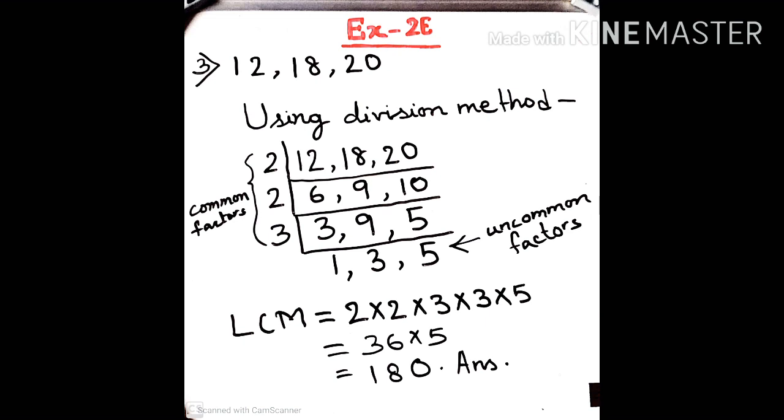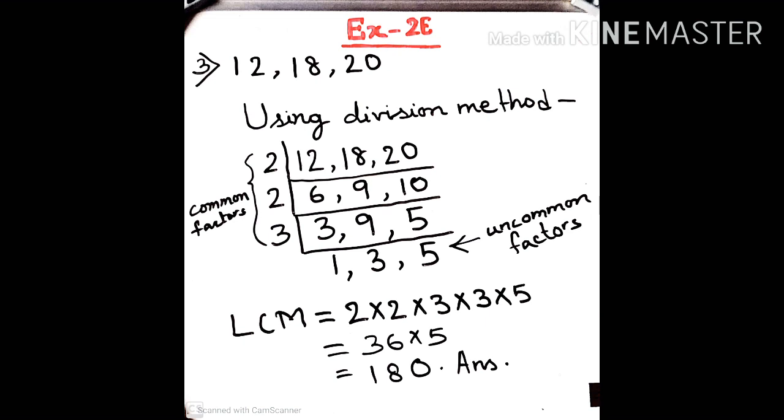Then first we will be starting with the smallest prime number, that is 2, and we are getting 6, 9 and 10. Again 6 and 10, since it is divisible by 2, we are dividing it by 2 and we are getting 3, 9 and 5. Now see, we have here 3 and 9 which is divisible by 3. So 3 ones are 3, 3 threes are 9, and 5.